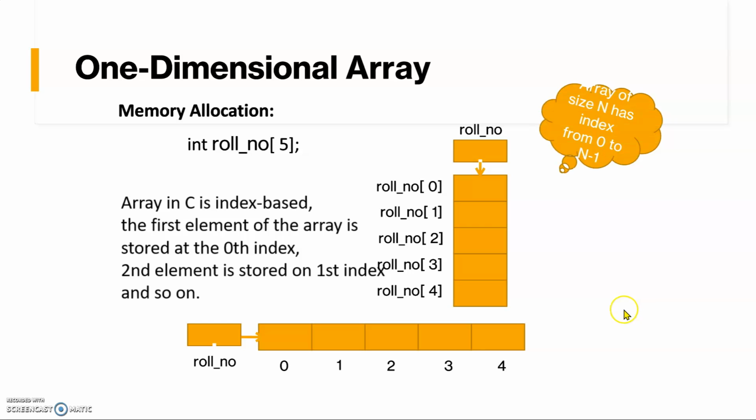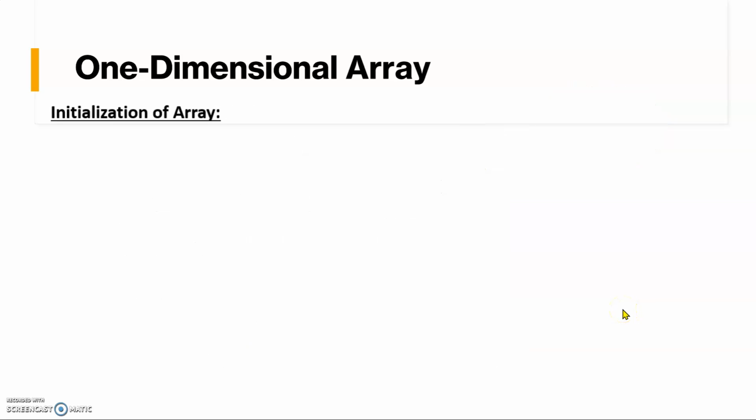Okay. So let us go to the initialization concept. We have declared, and now we want to store data into the values. That means you want to assign some values into the array. To do that, we have two options, compile time and runtime, like normal variables.